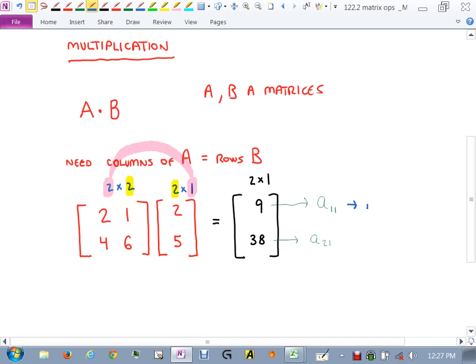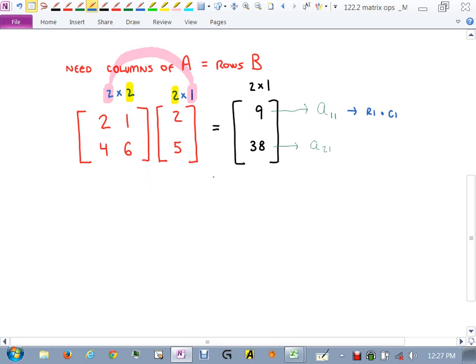I want A11, so I want to take row 1 and multiply it times column 1, because it has 1, 1, right? Row 1, column 1. So let's take row 1. I'm just going to write it down over here. Row 1 is 2, 1. And I'm going to multiply it times column 1, which is 2, 5. Do you understand what I'm doing here? Row 1 here is multiplied times column 1. The way we do this multiplication, when you do a row times a column, is you multiply the first one, plus the second one, and add them together, right? So 2 times 2 plus 1 times 5. That's 9. And that's where that came from.